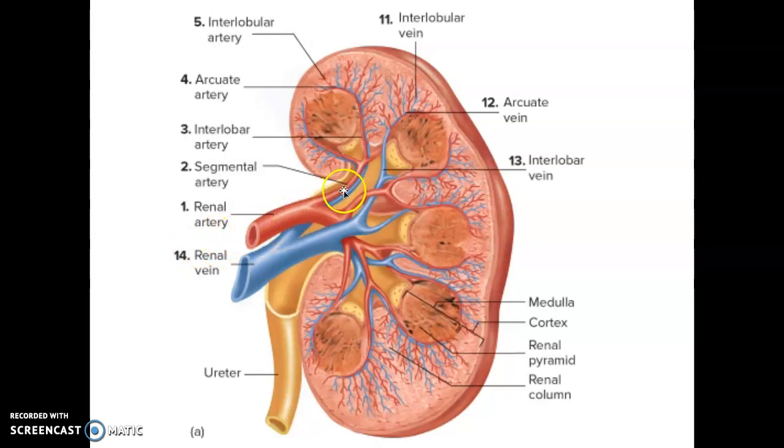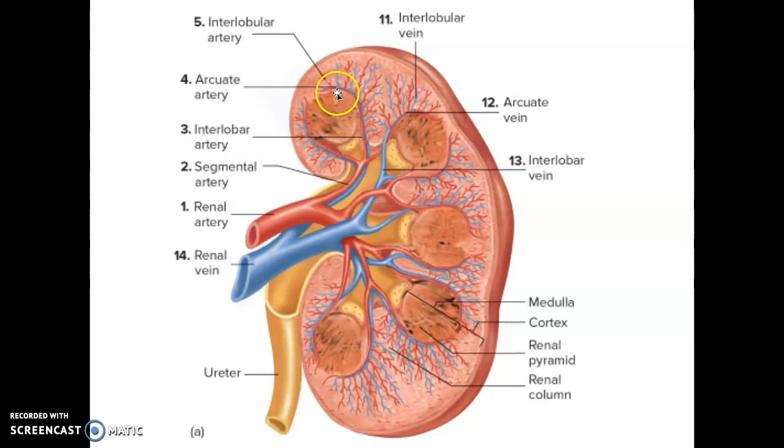It's delivering blood to the segmental arteries, and these segmental arteries are branches of the renal artery, and they are delivering blood into the interlobar arteries. These interlobar arteries are branches of the segmental artery, and they are traveling toward the cortex within the renal column. This is the renal column.